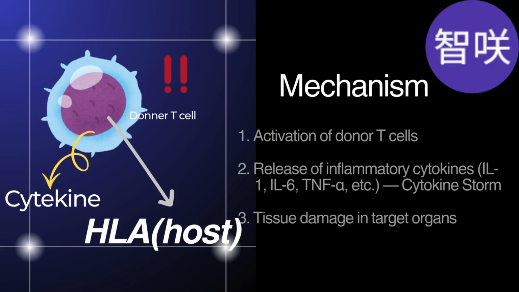We are gonna explain in more detail. Donor T cells recognize the patient's cells as foreign and become activated. Next, the donor T cells release various inflammatory cytokines causing a cytokine storm. This leads to tissue damage in the target organs.